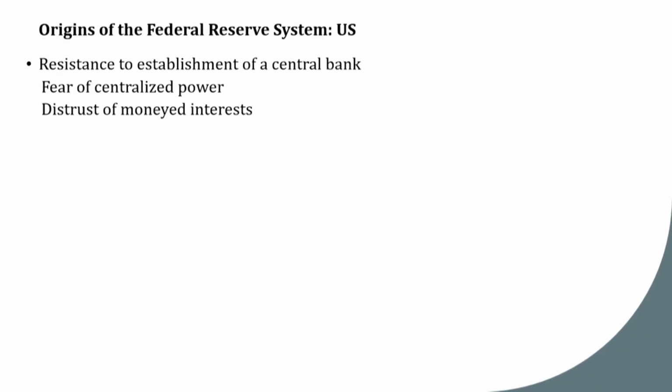In the US, there is not one central bank, there is a central banking system, and they set up the Federal Reserve at a later point, but much earlier than India. There was resistance to the establishment of a central bank because of fear of centralized power, putting everything in one agency. There was a distrust of moneyed interests among the general public, the banking system and other stakeholders.